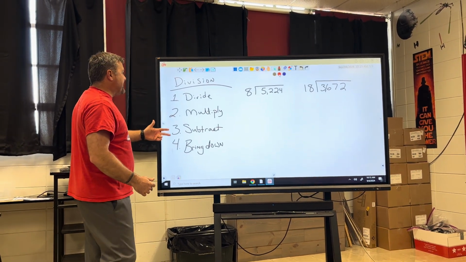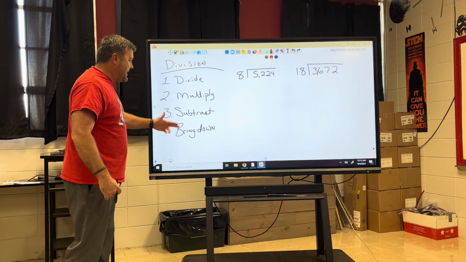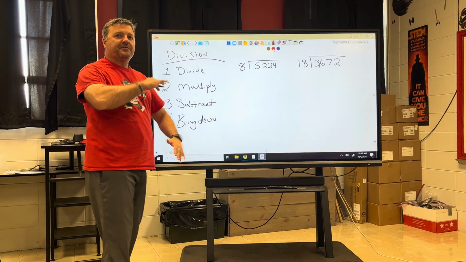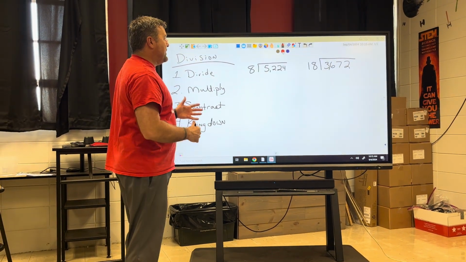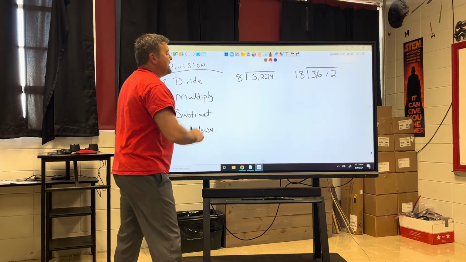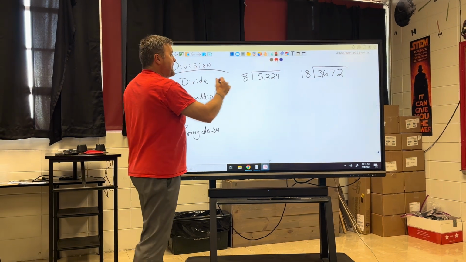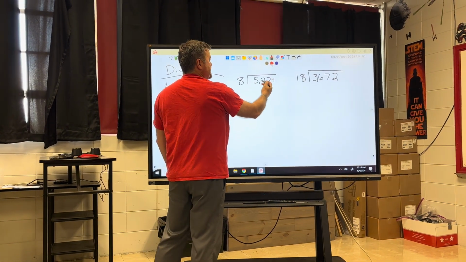We go through these steps right here. First we divide, then we multiply, we subtract, we bring down, and then we start the whole process back over until we get a remainder, or in some cases, a decimal. So I'm going to work these two examples out right here and show you what these steps are and how we do them. So we start off with 5,224.